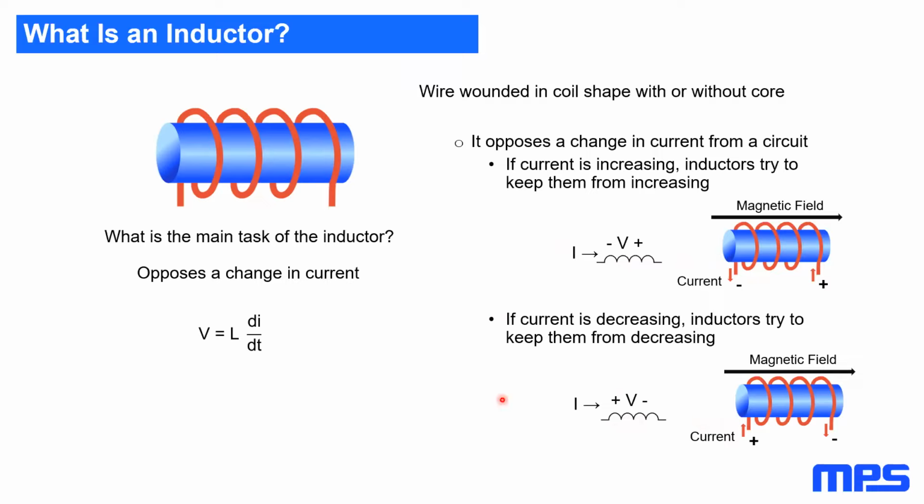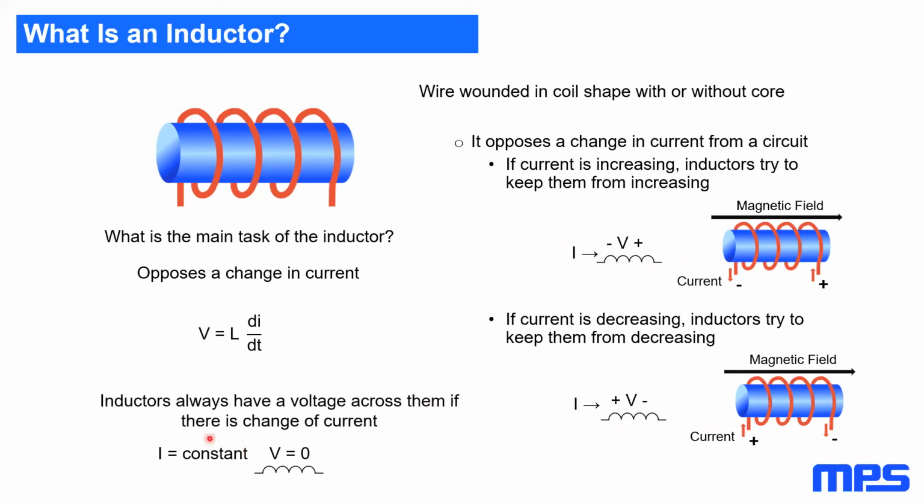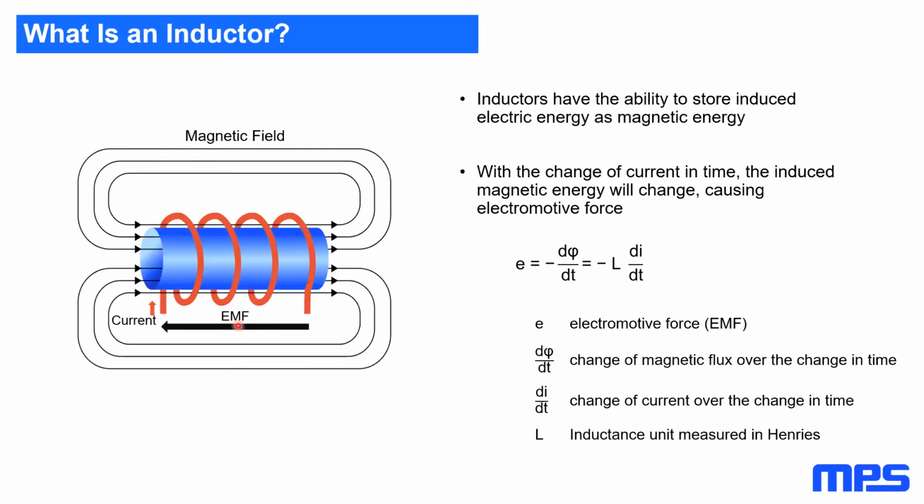We will have a potential difference in the inductor only if the current is changing. So if the current is constant, there will be no potential difference in the inductor. And the formula defines the voltage potential in the inductor if the current is changing. The inductor has inductance, so how much voltage is induced in relation to the change of current in time. But what is the function of the inductor? The main function of the inductor is to store induced electric energy and magnetic energy. That's the main job of an inductor.